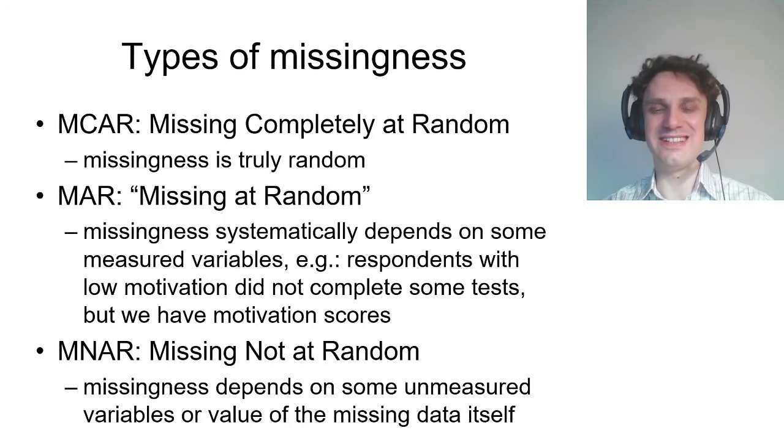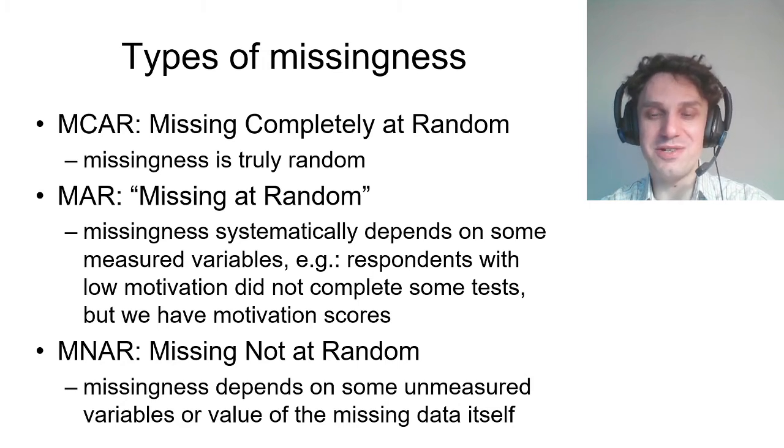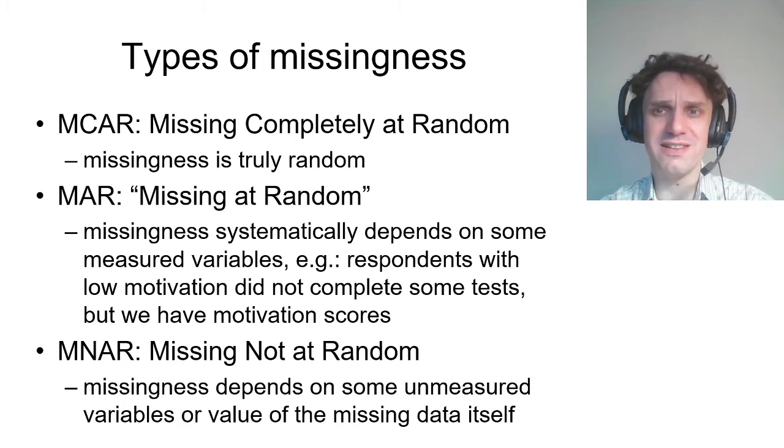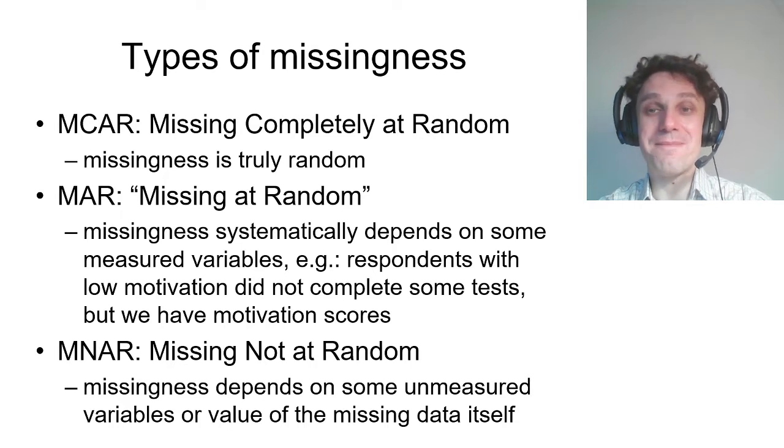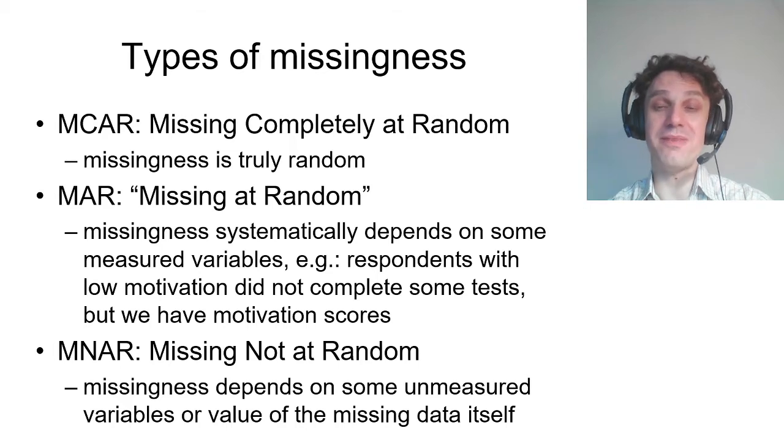So first of all, to discuss this issue, we need to make a very important theoretical distinction between three types of missingness, which was proposed at some point by Rubin, I think, and colleagues. There are different mechanisms or different reasons why data in your matrix can be missing.